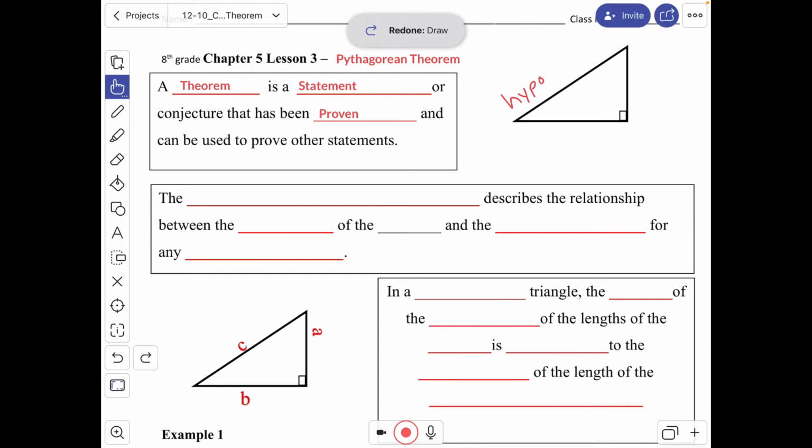So first we want to label this right triangle. The side opposite of the right angle is called the hypotenuse. Opposite of the right angle. The two sides that are touching the right angle are called the legs.